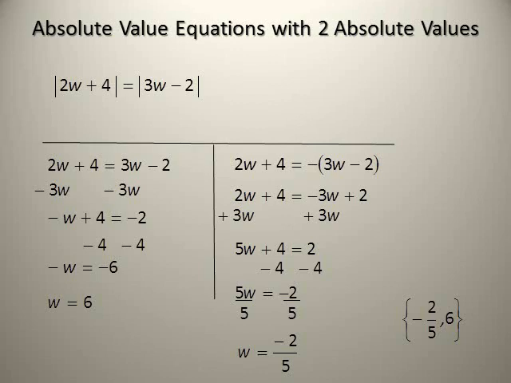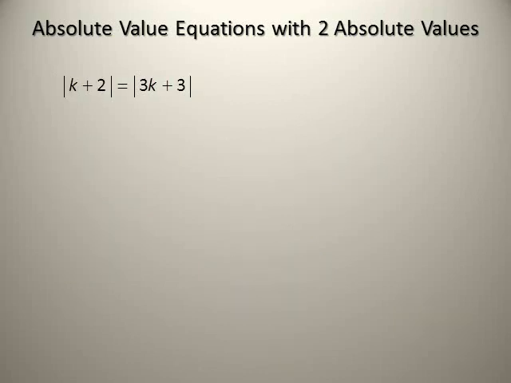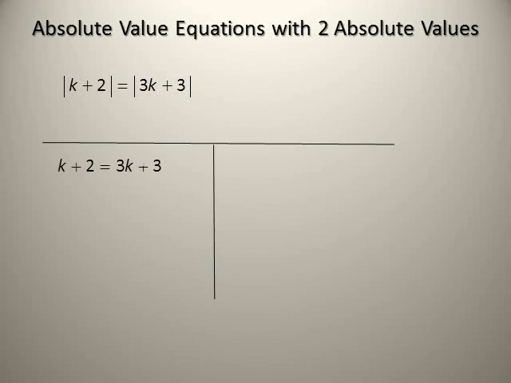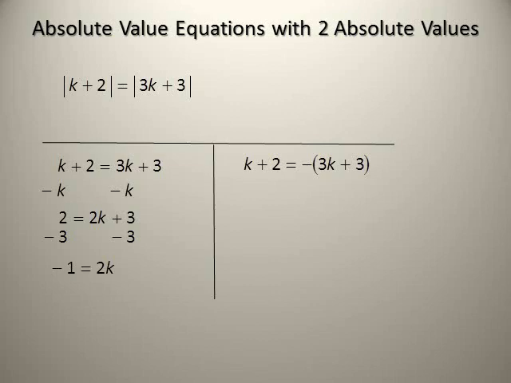If we have absolute equal absolute, we are going to change the sign of any of them. First, let k plus 2 equal 3k plus 3, then k plus 2 equal negative 3k plus 3. Solve the two equations. First one, that means 2k plus 3 equals 2. Finally, 2k equals negative 1. That means k equals negative 1 over 2.